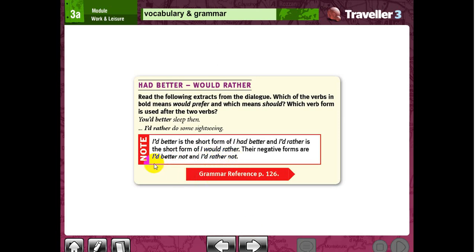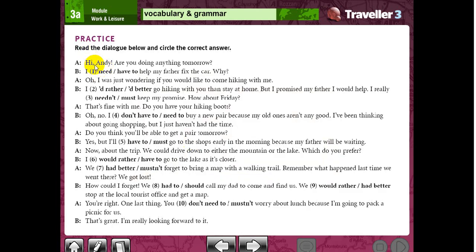Their negative forms are I'd better not and I'd rather not. You have to pay attention when we make negative here. We don't put not after had or after would. We put it after better or rather. Now we are going to answer the following questions. Read the dialogue below and circle the correct answer.